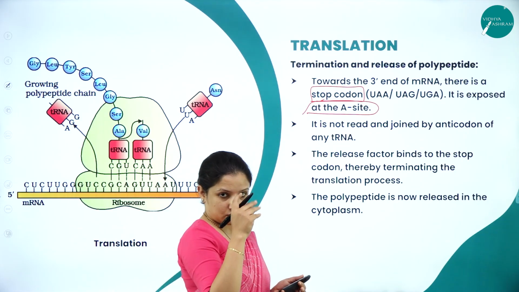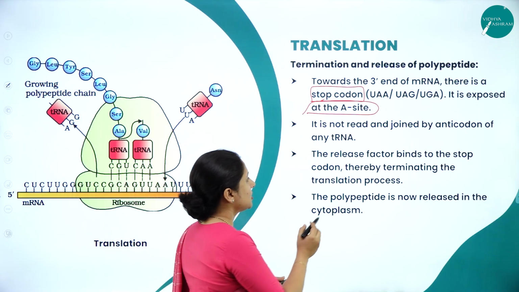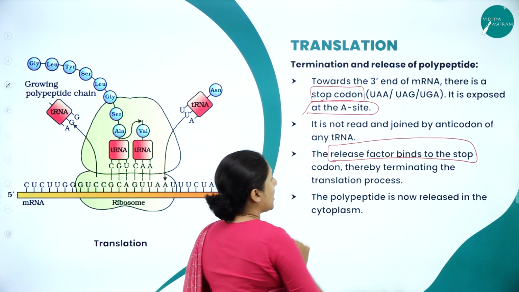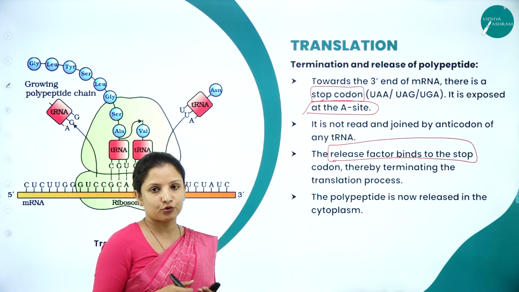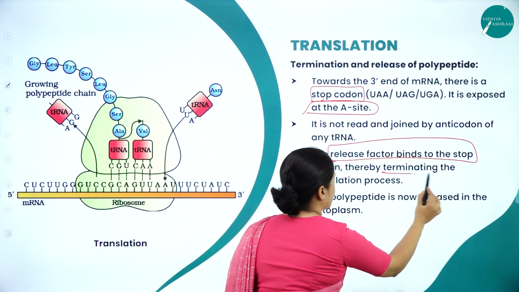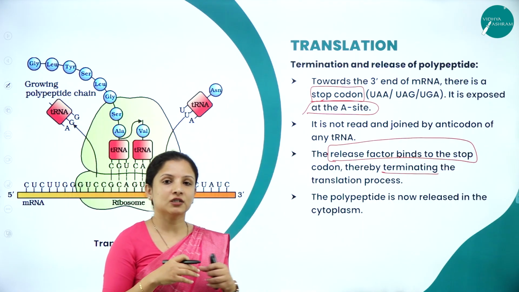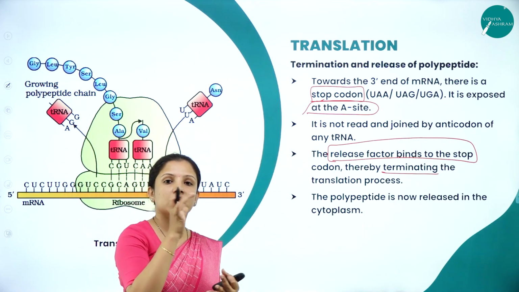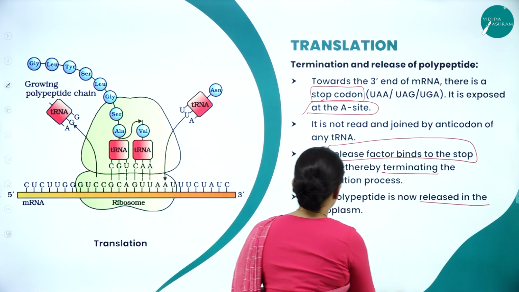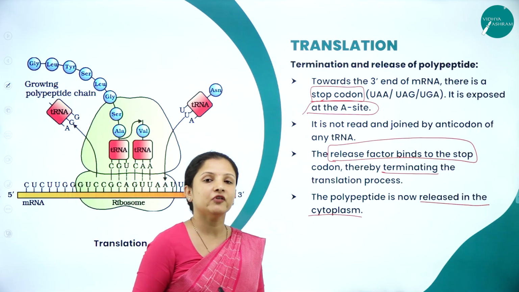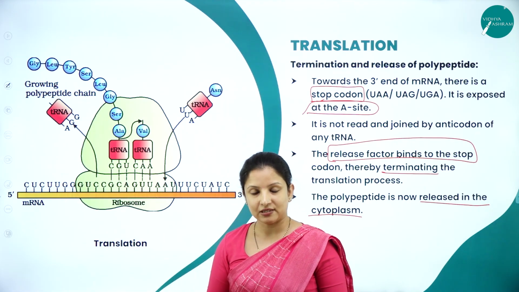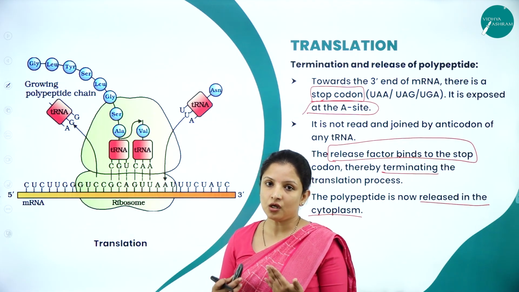Once the stop codon reaches, the release factor binds to the stop codon, and thereby the process of translation comes to an end, or it will terminate. Then the polypeptide chain, which is nothing but chains of amino acids, will be released into the cytoplasm. Therefore, in the cytoplasm we have chains of amino acids with respect to particular proteins, and that is how proteins get produced in a body.